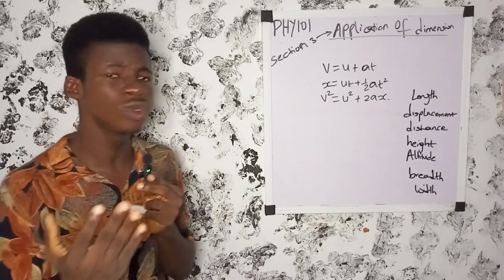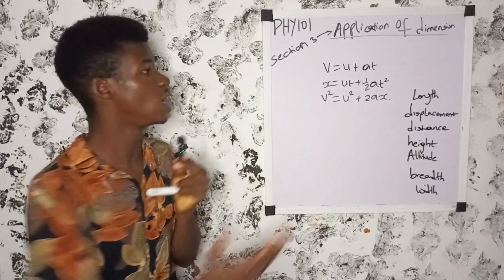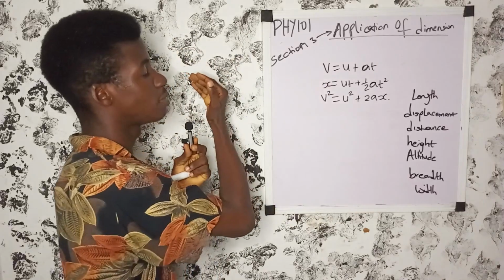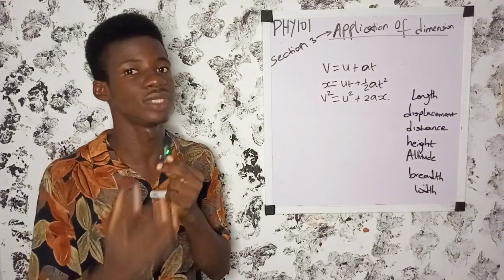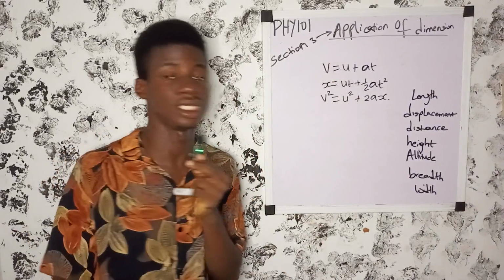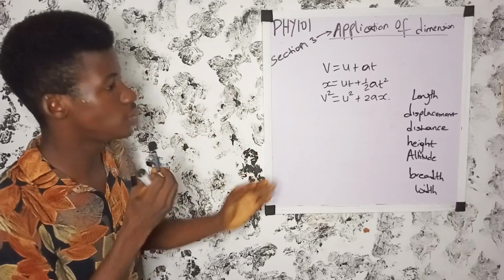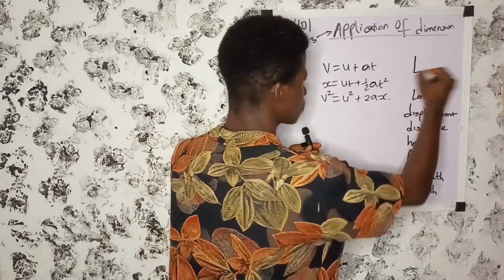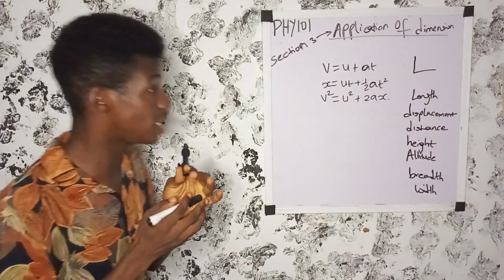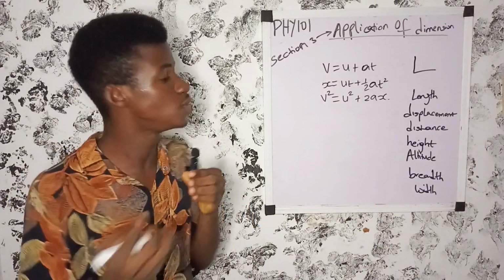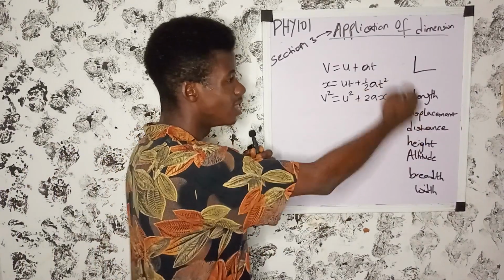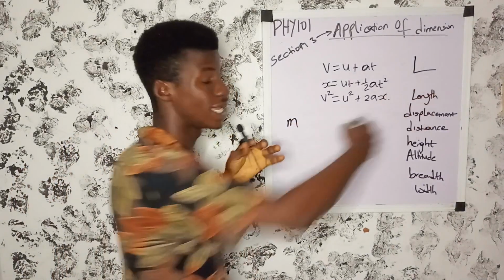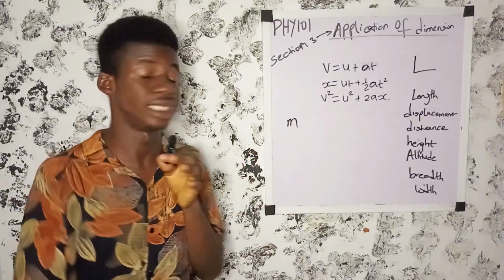Now, how do you carry out dimensional analysis? We need to first look for the dimensions at this side and also at this side. If we compare the two and find out that the two dimensions are equal, you know that the equation is correct. Before I continue, you know that the dimension for length is capital letter L, while the SI unit used to measure length is meter.